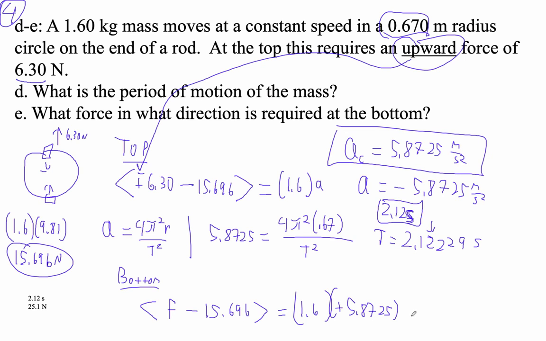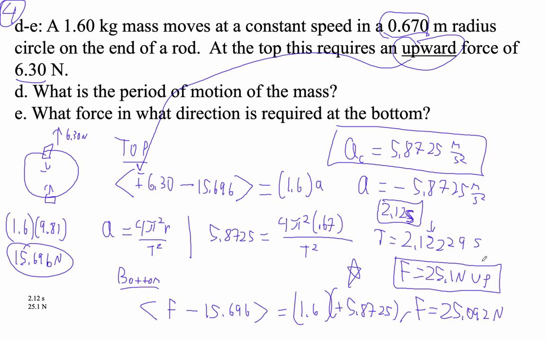And I get that the force is equal to 25.092 newtons. So we'd say, because it's positive, it's upward, right? So we'd say the force equals 25.1 newtons up. Don't forget to label it up. If you don't label it up, you're going to lose a half a point. You want all those points.